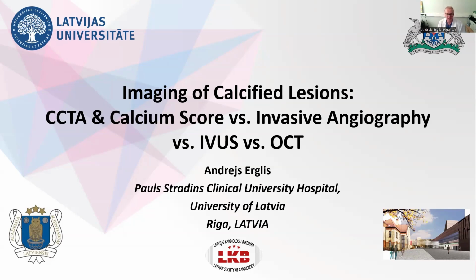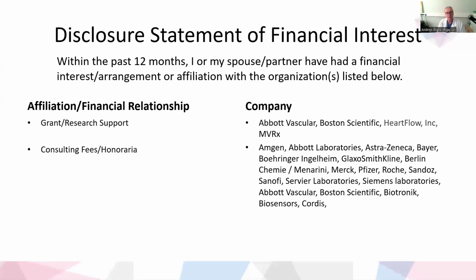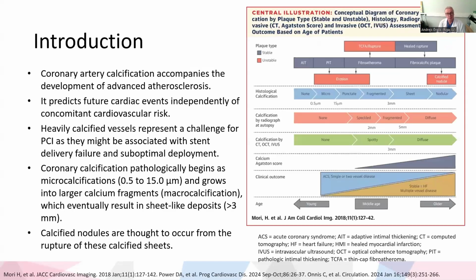My topic today includes a couple of points on pathogenesis and also what we have today. The title is Imaging of Calcified Lesions: CCTA and calcium score versus invasive angiography versus IVUS and versus OCT. Sometimes this is a bit of a wrong story, because those are not competing methods. Usually they are complementary methods, and they never deny each other. We should understand this. The slides come from the literature and also from my experience, and this is my disclosure statement.